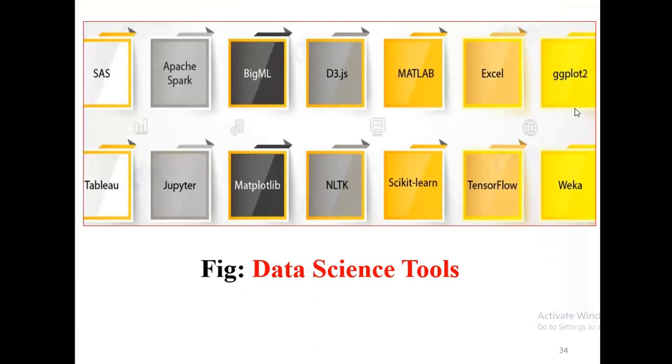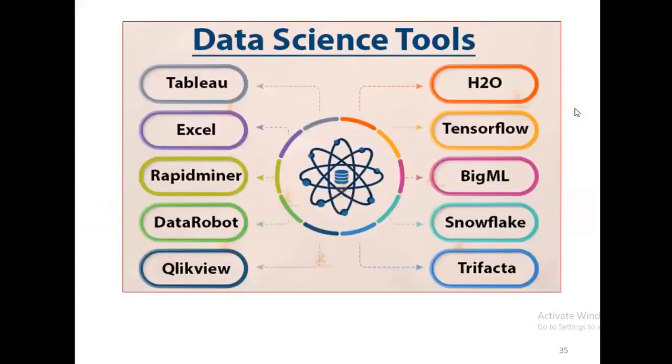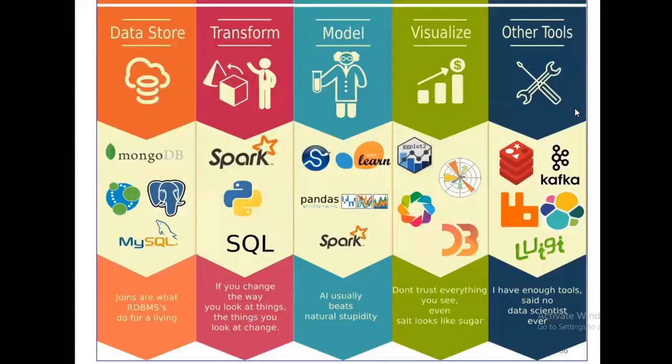SAS is statistical analysis software. We are using SPSS, Apache Spark, BigML, D3, MATLAB, Excel, Tableau, Jupyter, MATLAB, Natural Language Toolkit, Scikit-learn, TensorFlow, Keras, various tools in order to solve data science applications. Tableau is for visualization purposes, and Excel is also used to generate statistics. RapidMiner is a data mining tool, then DataRobot, QlikView, H2O, TensorFlow, BigML, Snowflake, Trifacta. These are the data science tools.